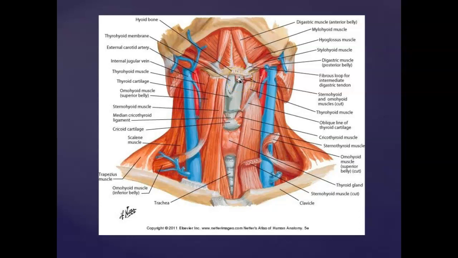Now deep to those are a couple other muscles here. The sternothyroid, you can see coming from the sternum up to the thyroid cartilage right there. So that's the sternothyroid, and then from the thyroid cartilage, continuing that direction up to the hyoid is the thyrohyoid. So those are the strap muscles: omohyoid, sternohyoid, sternothyroid, and thyrohyoid. So they just continue up from there.